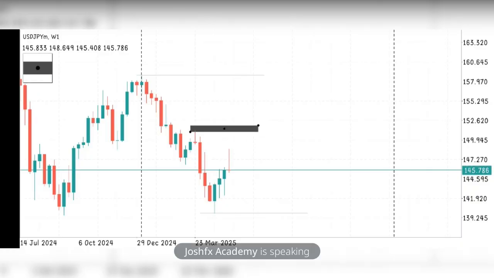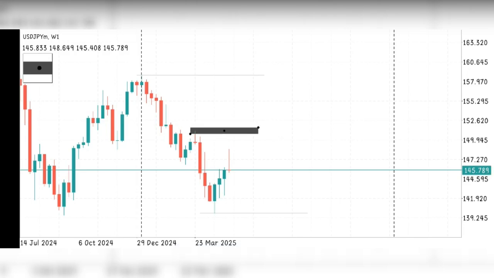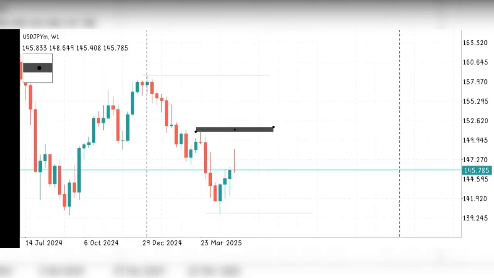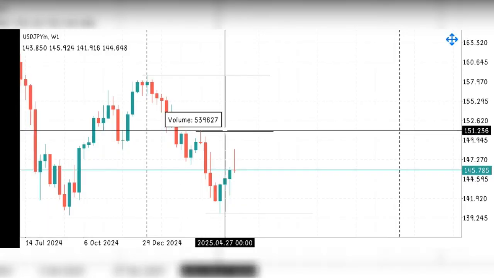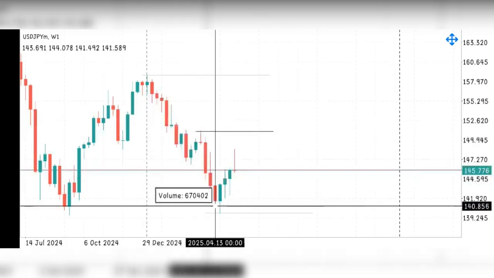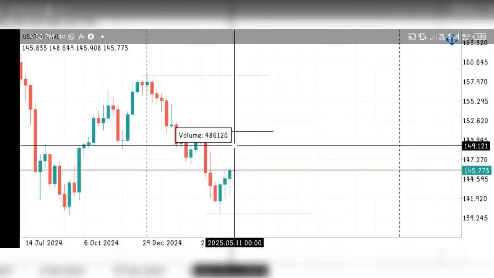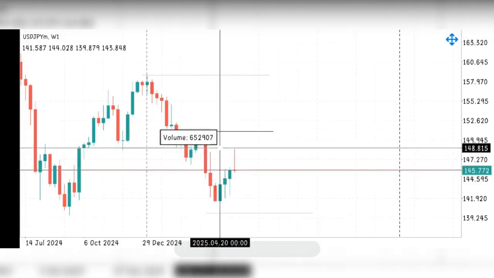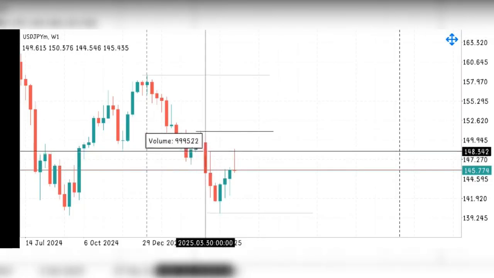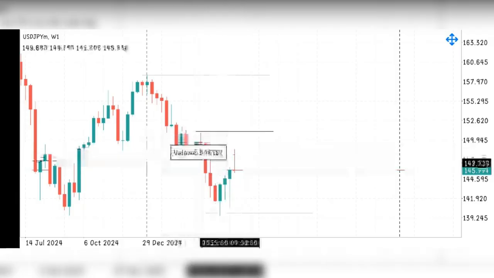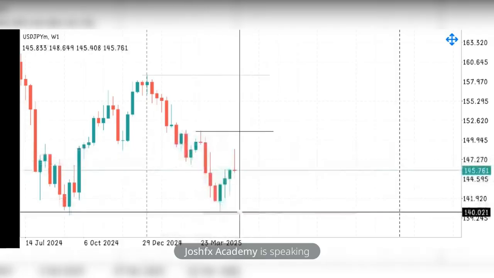So we have this particular high. You can see recent high, recent low. And the market has tapped into this particular internal range. So we're expecting it to come for this external range. Then let's go to daily.